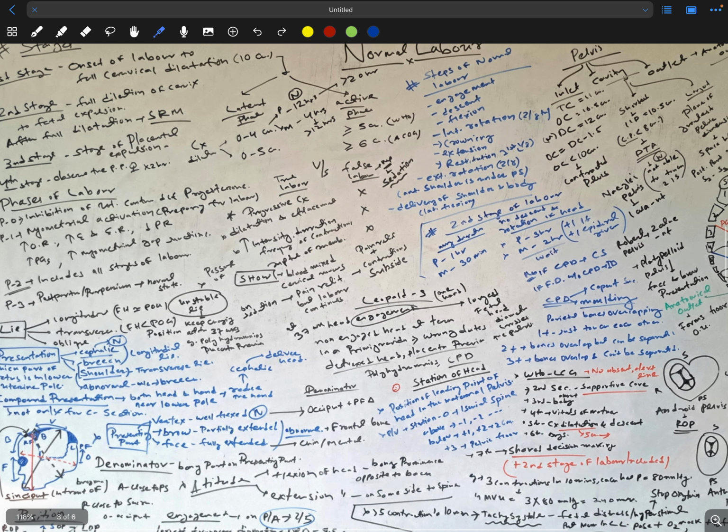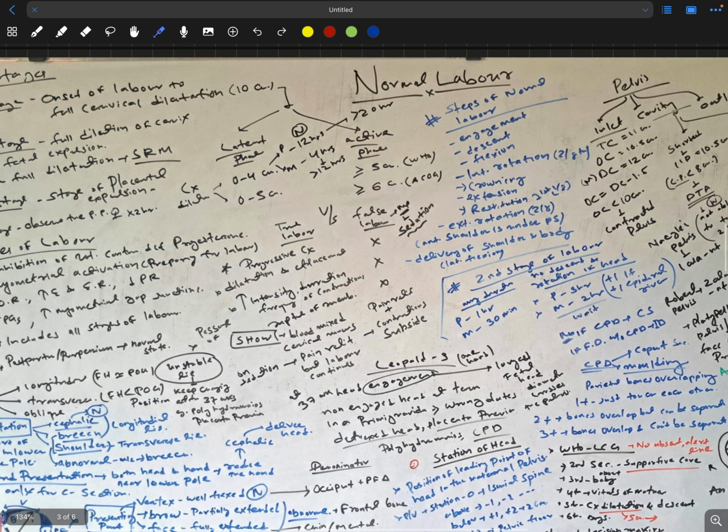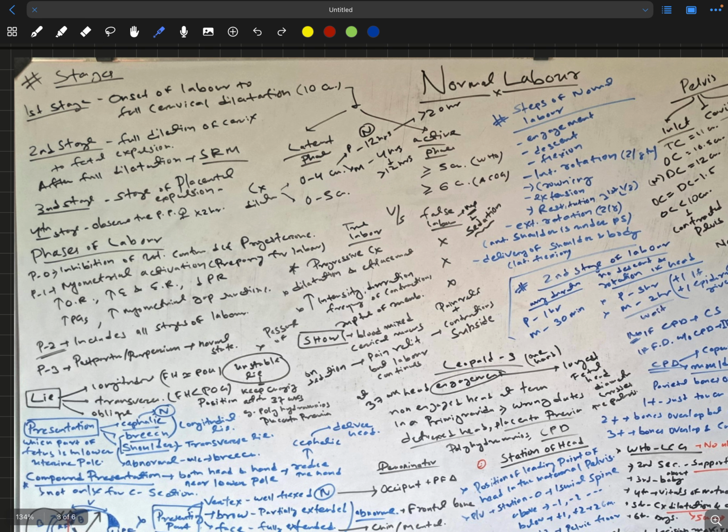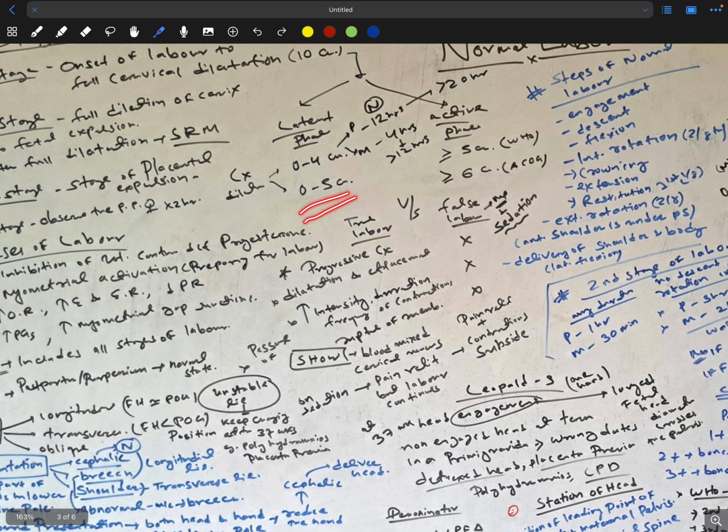Now we are going to discuss the phases. The first stage of labor can be divided into two phases: one is the latent phase, one is the active phase. We have two different guidelines, the WHO guidelines and the SCOG guidelines. According to WHO, the latent phase is cervical dilatation 0 to 4 centimeters. According to SCOG, latent phase is cervical dilatation 0 to 5 centimeters.